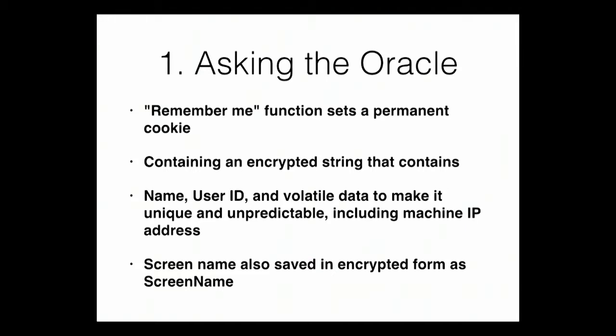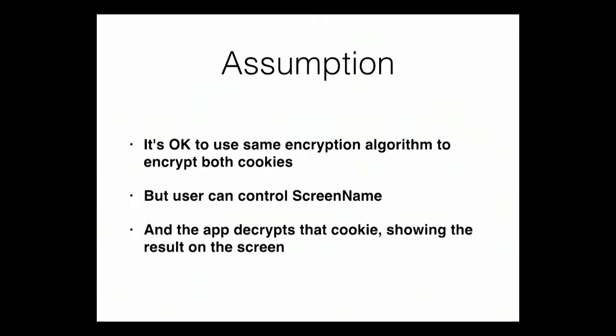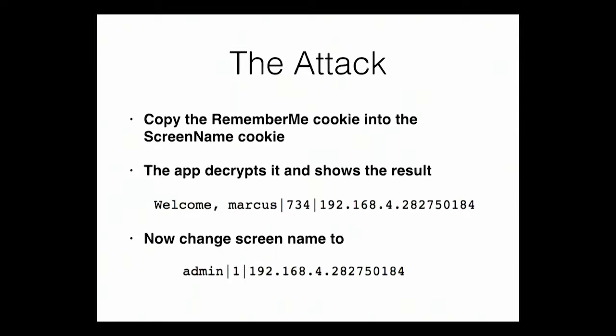And the problem is they also had an encryption routine, and they used the same encryption routine to encrypt something less important. They encrypted your screen name and stored it in encrypted form, and that's what they thought would be okay. But the problem is, of course, the user can control your screen name. And the app decrypts the screen name cookie to display it on the screen. So you have access to a decryption function. You can change the input. So all you have to do is take the remember me cookie and change it into your screen name, and then run it through the app and it will decrypt it. Then you can see how it's built.